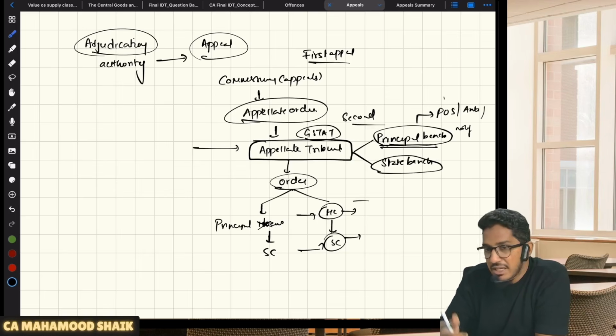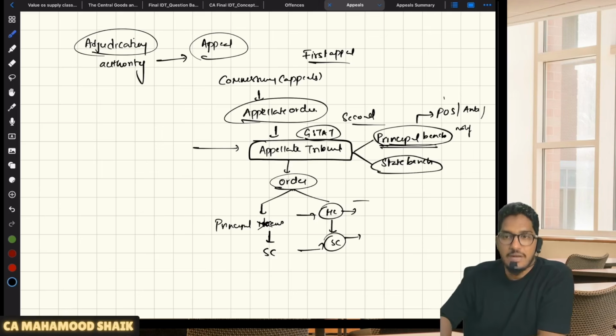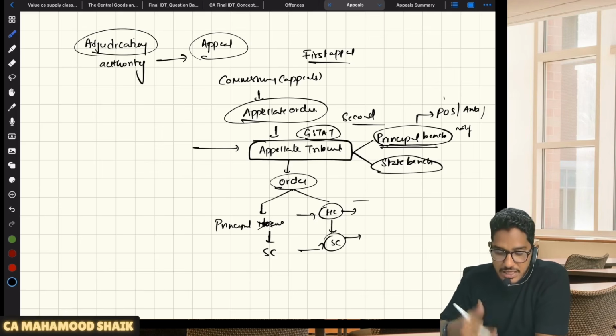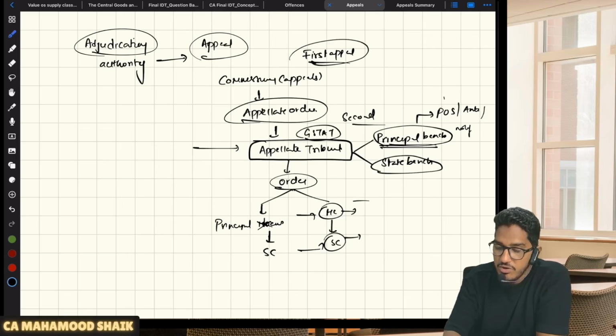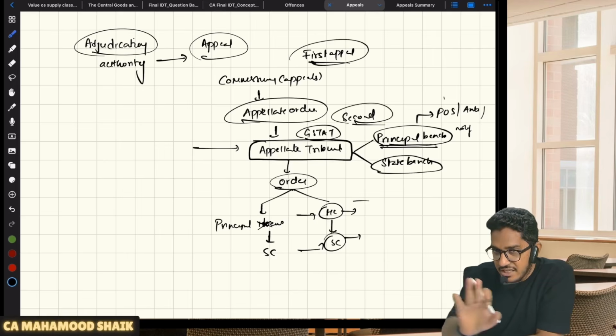Why? Because the moment we go to High Court or Supreme Court, it will go to civil and criminal proceedings. Normal law will come here. So mainly in this chapter, we are going to talk in a detailed manner about the first appeal and second appeal. That means till GST-80 we will discuss in detail.